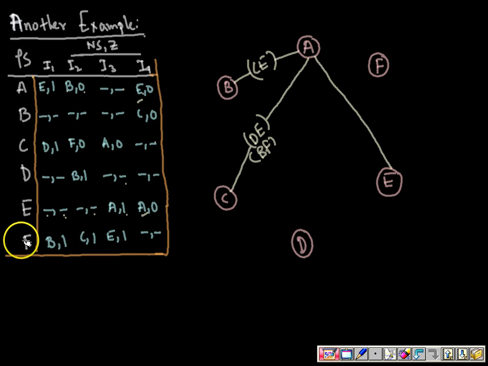Now AF, it's 1 1 0 1. They are different. So AF should not have an arc. BC, it's same. DF not specified, nothing specified, so FA dash same. So it's an uninterrupted arc. BC should have an uninterrupted arc.